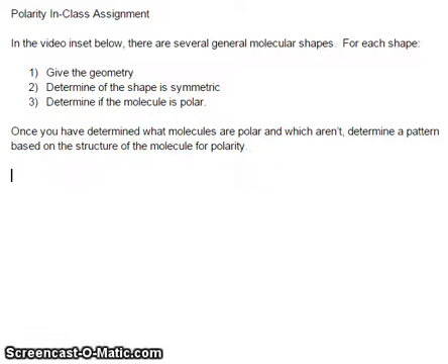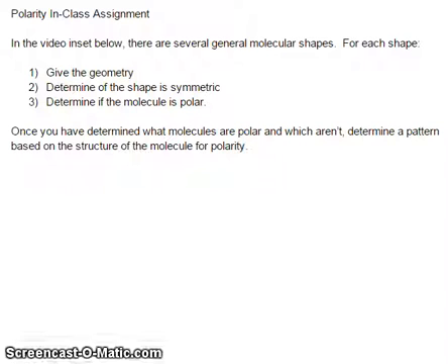This is the video supplement for your Polarity in-class assignment. What I have here is a video of all the different shapes that you will see in your class, and it's your job to answer all those questions on a separate sheet of paper. So for each shape you see, and there'll be 11 shapes, you'll have to give the geometry, you'll have to determine if the shape is symmetric, and then you're going to determine if the molecule is polar.